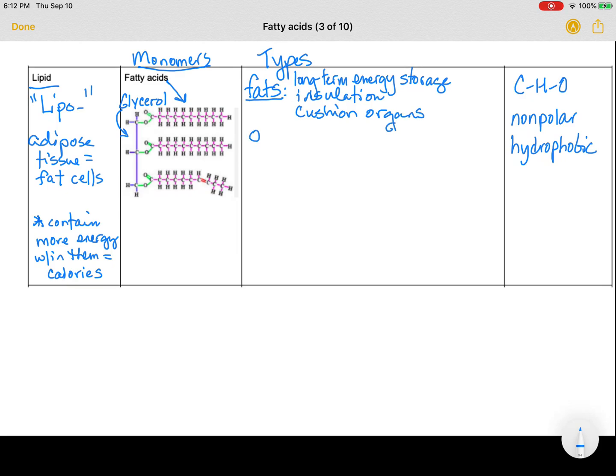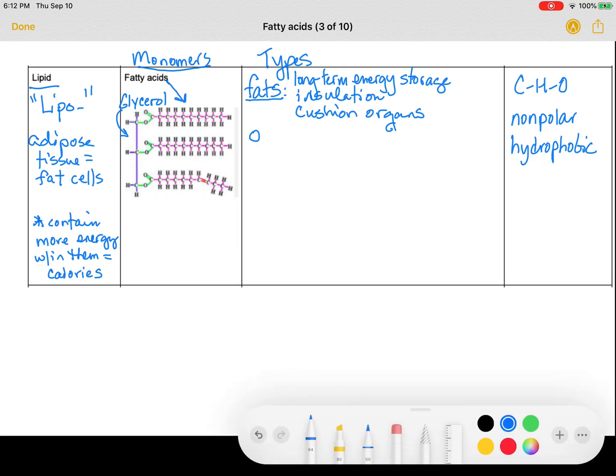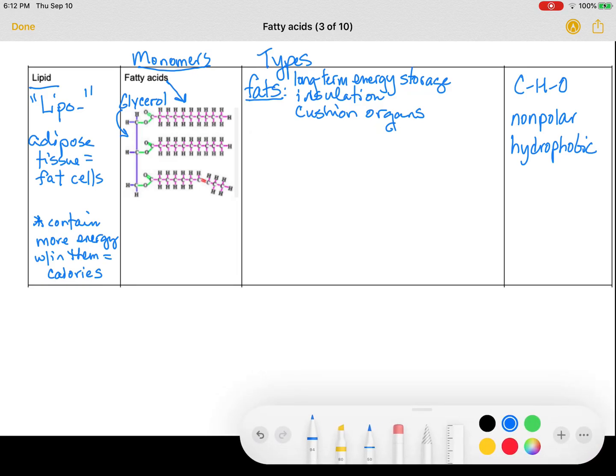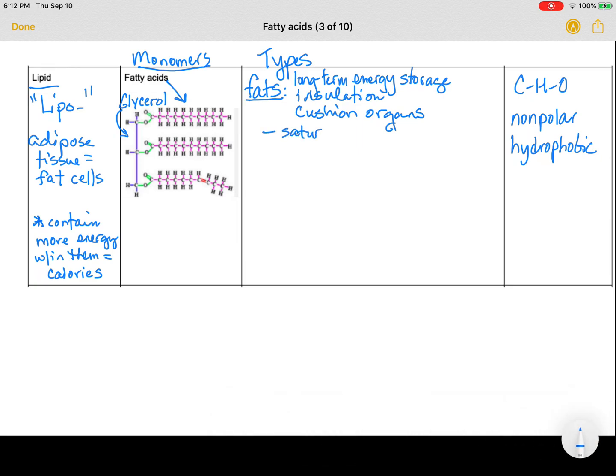All right, we have oil. Before we do that, excuse me, I'm sorry. Let me go back. Erase this right here. Let's go ahead and list the types. So we have saturated. These are solid at room temperature. And these are animal fats. These are the ones you do not want to eat a lot of in your diet.